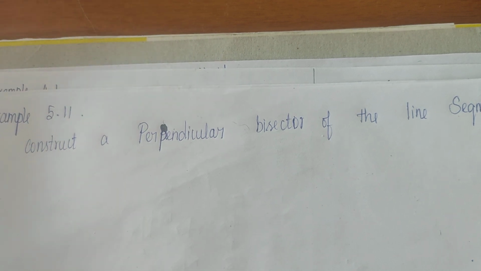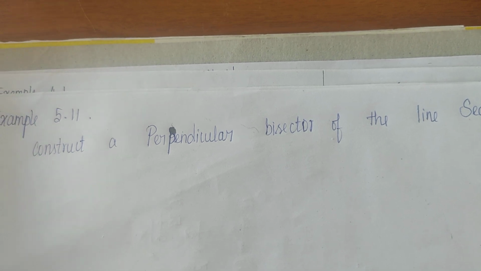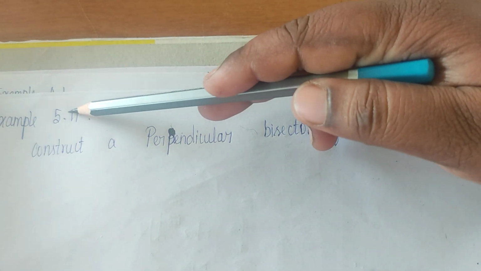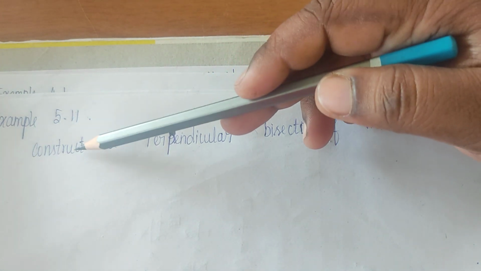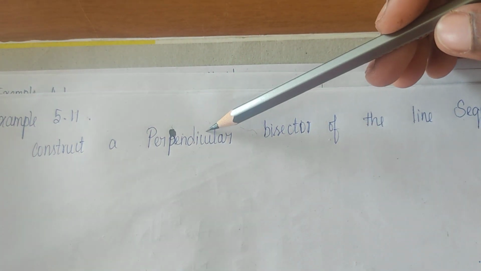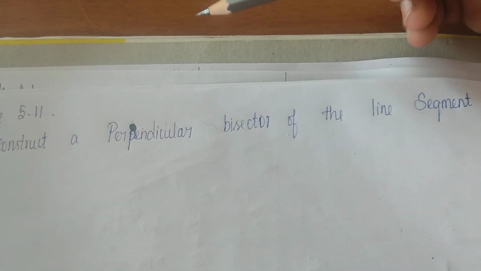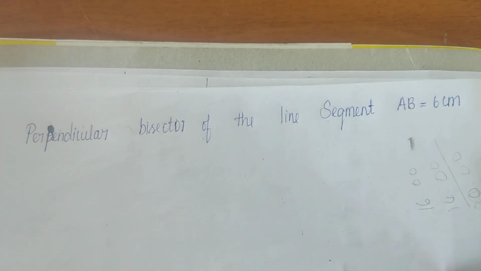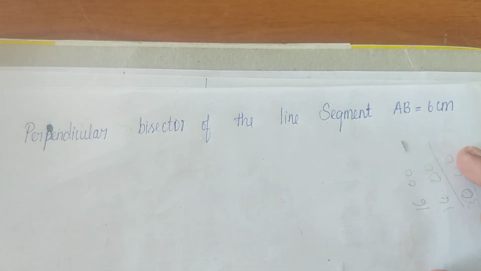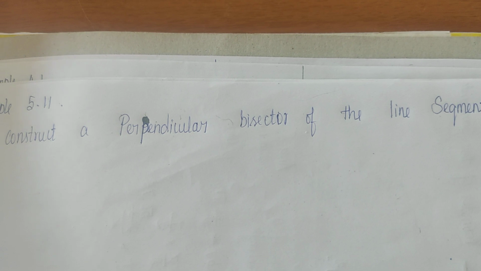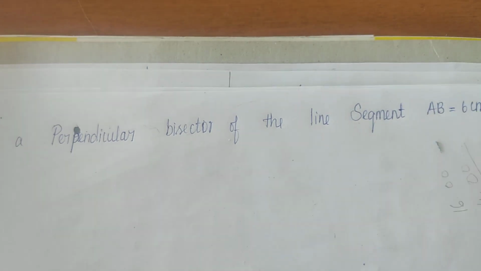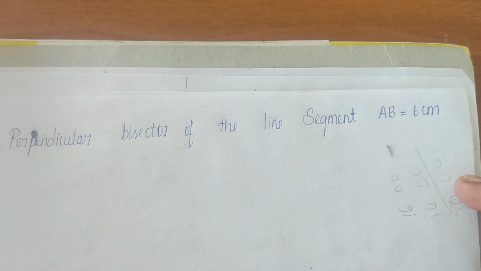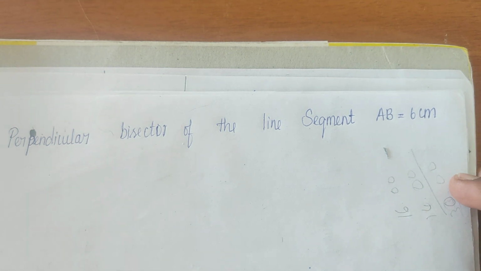Now, how to draw a perpendicular bisector? For example 5.11: construct a perpendicular bisector of the line segment AB equal to 6 cm.